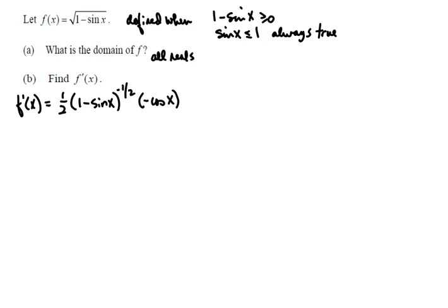And that completes that. So I'll just simplify that a bit. And so we'll get negative cosine of x divided by 2 times the square root of 1 minus sine x, and that is f prime of x. And again, the question is asked, what is the domain of f prime of x?